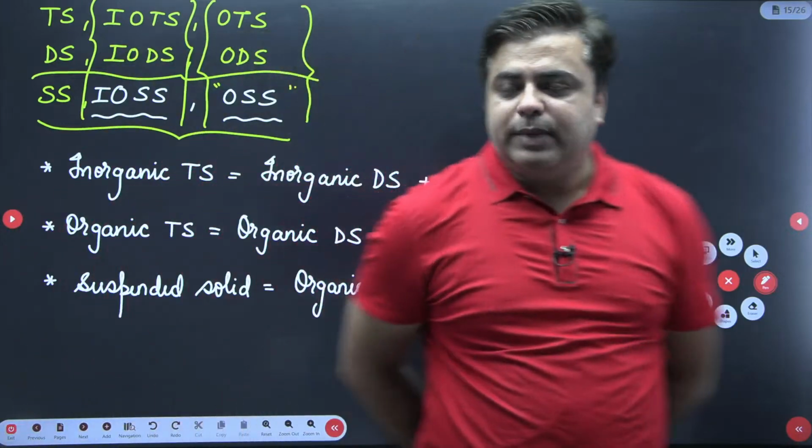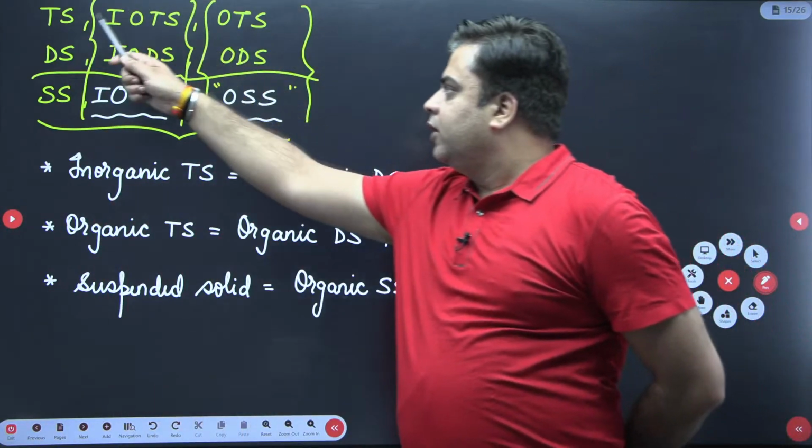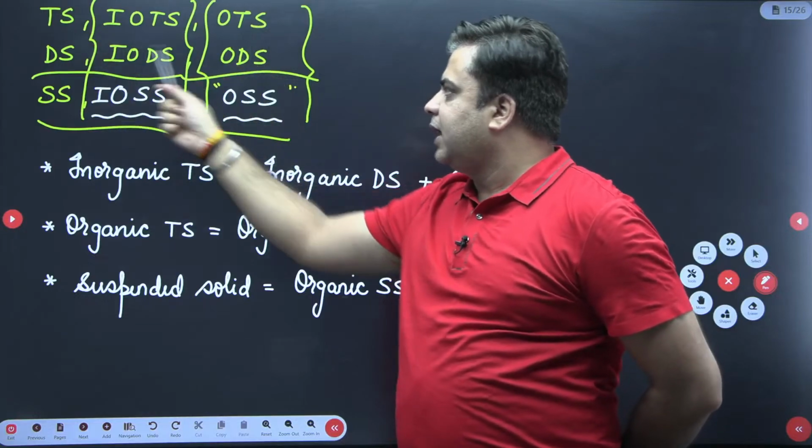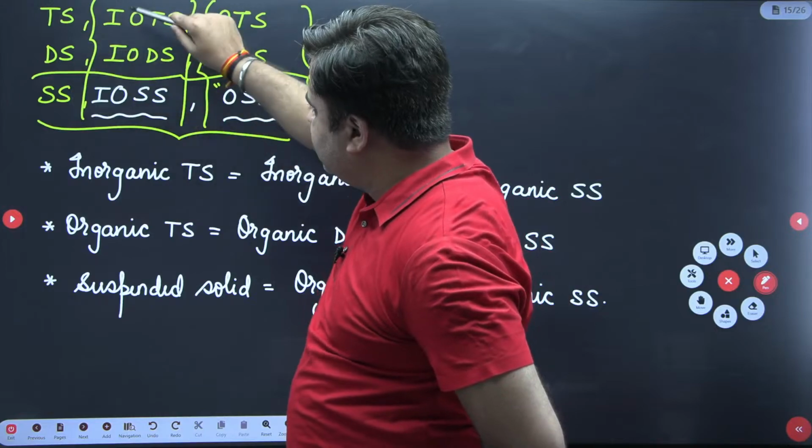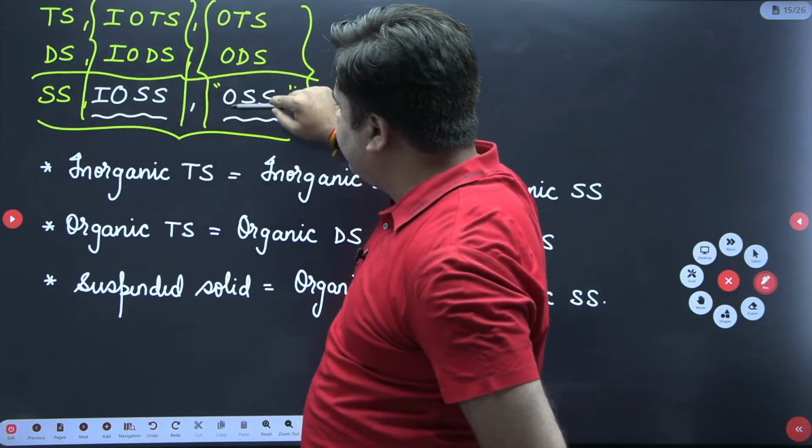Please remember this matrix, okay? This can be summed, this can be summed, and this can be summed. Similarly, this can be summed, this can be added, this can be added, okay?